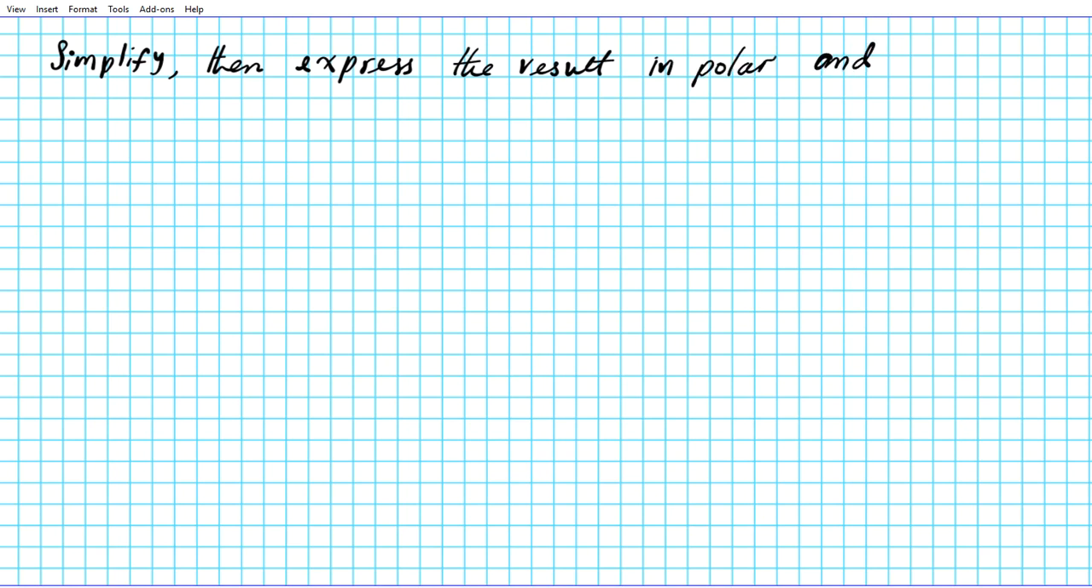Alright, the instructions for the example that we're going to do are as follows. We are to simplify, then express the result in two forms. You're going to express the result in polar and rectangular forms. Okay?